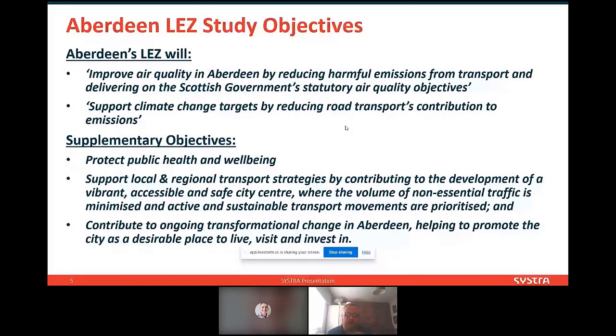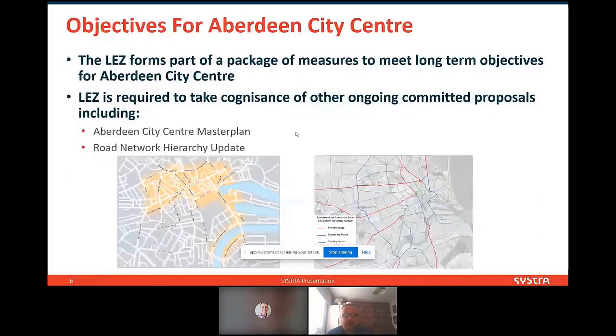But what's quite important is there are supplementary objectives for Aberdeen, that a low emission zone has to support other local and regional transport strategies. So it's part of a package of measures to deliver your future city centre. It's not a standalone scheme. So I'll come on to the other elements that form what our LEZ package of measures were for Aberdeen, but it wasn't just a low emission zone on its own. So as I say, it's a package of measures to meet the long-term objectives for Aberdeen City Centre.